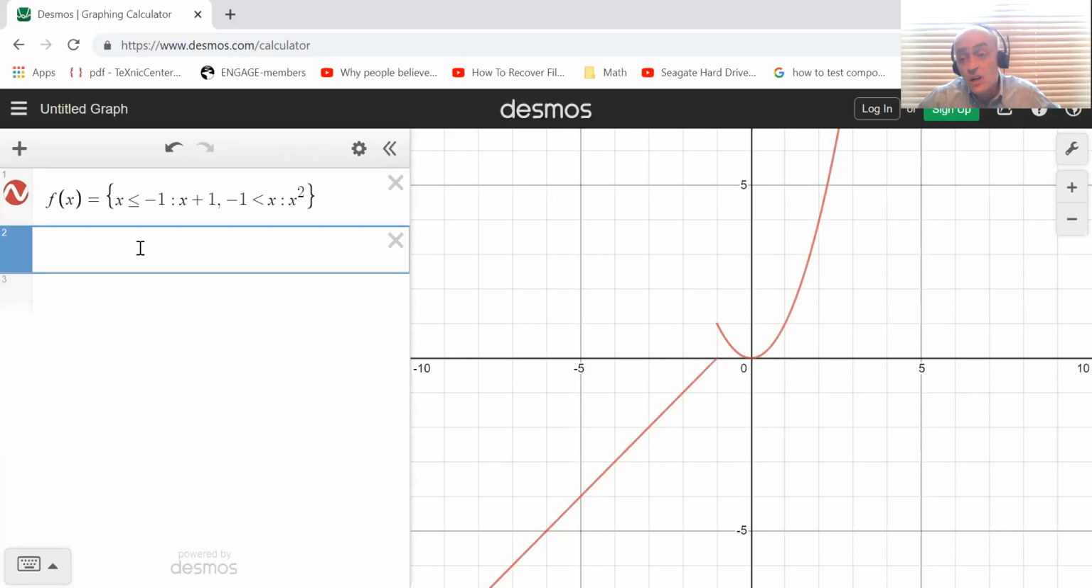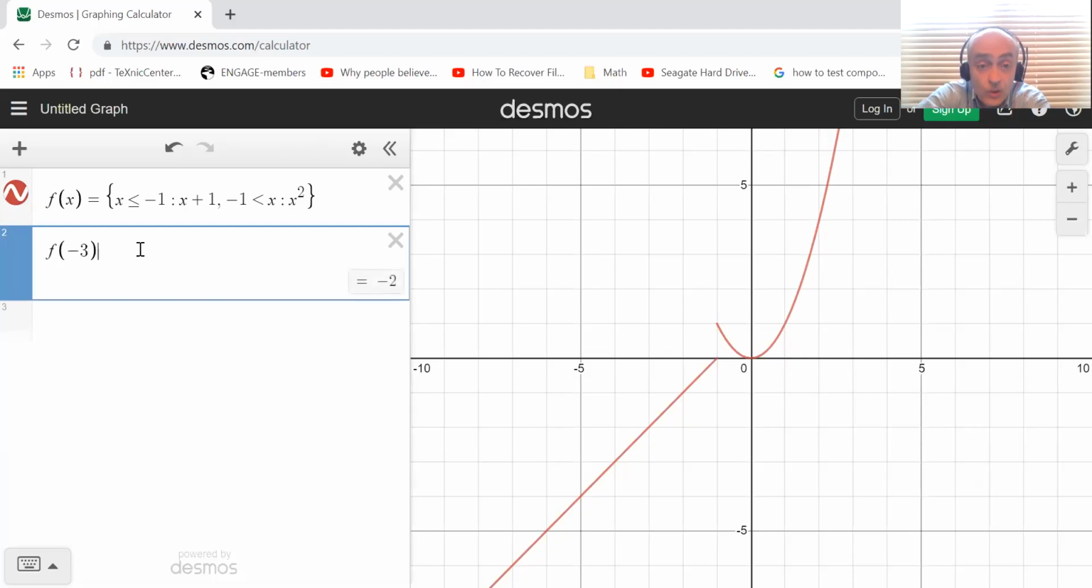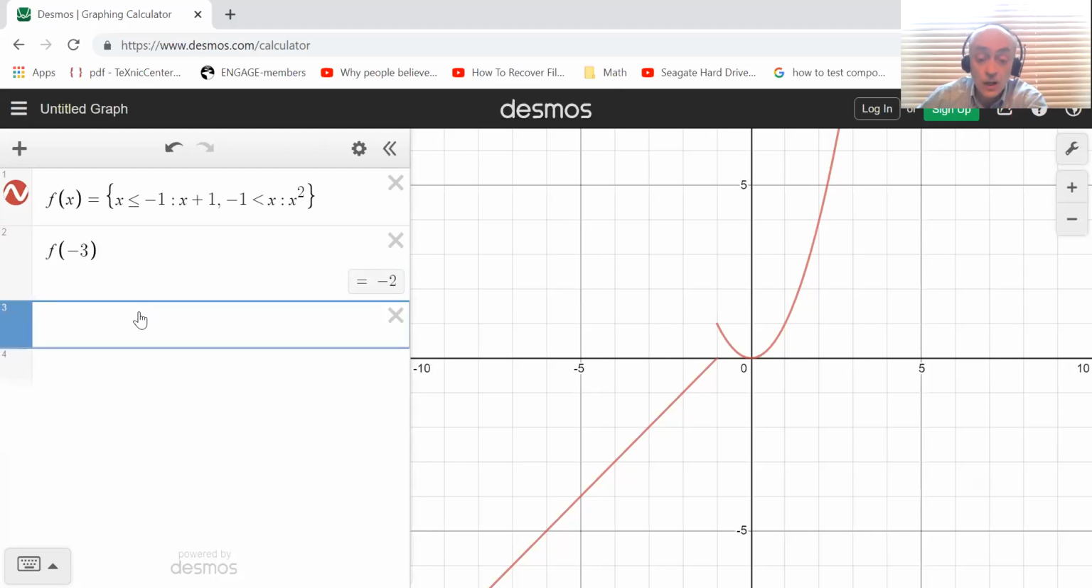However, if you're just curious, what is f of -3? If you want the program to tell you, the program will tell you that f of -3, you just type it here, f of -3, and it tells you that it's -2. And if you want to get this on the graph as well, then you are going to have to type -3. Oops.